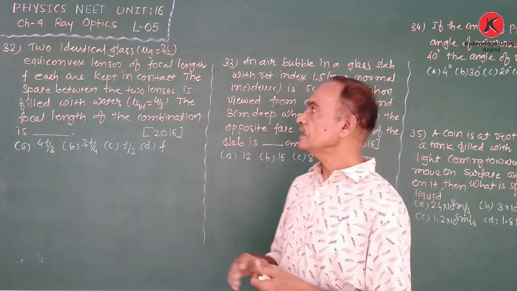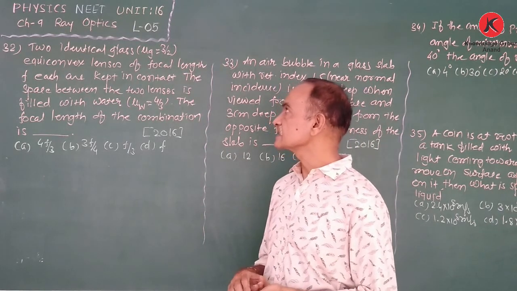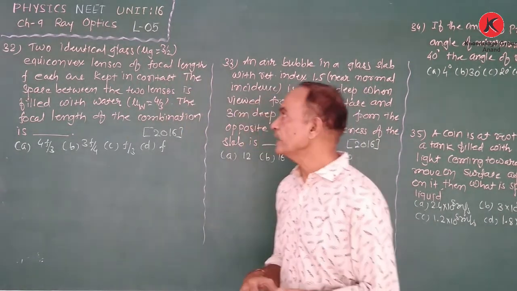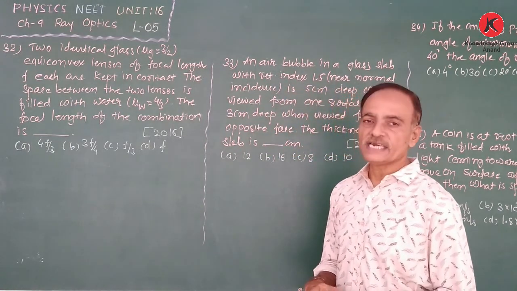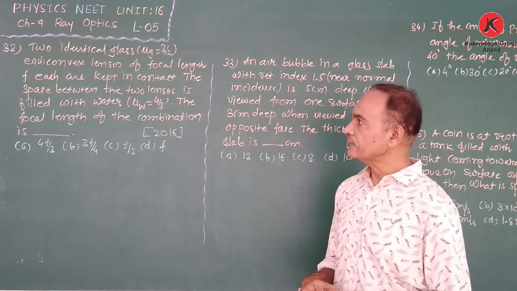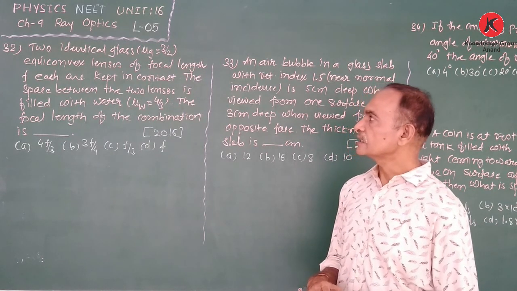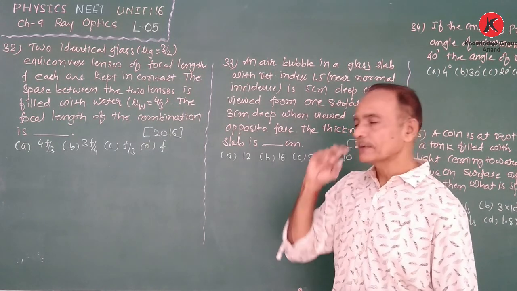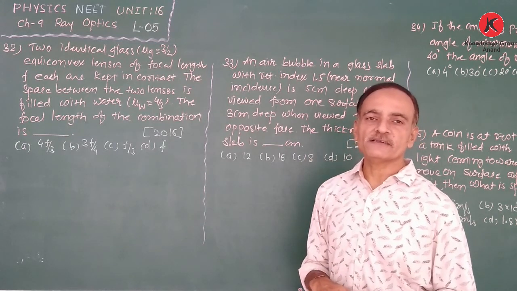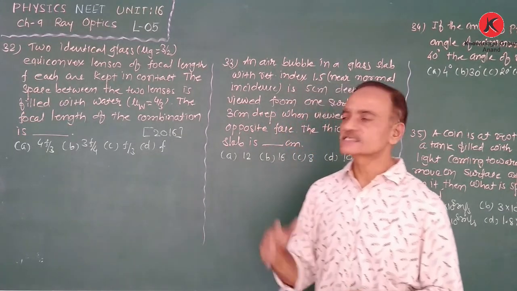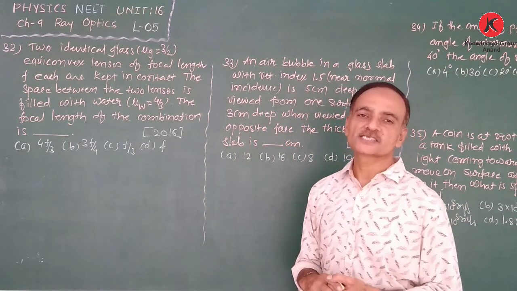Now, listen here: two identical glass equiconvex lenses of refractive index 3/2 and focal length f each are kept in contact. The space between the two lenses is filled with water, having refractive index 4/3. The focal length of the combination is, that is asked in 2016.